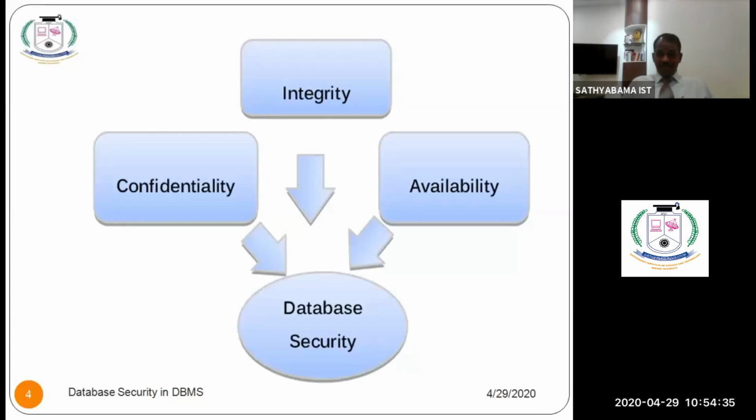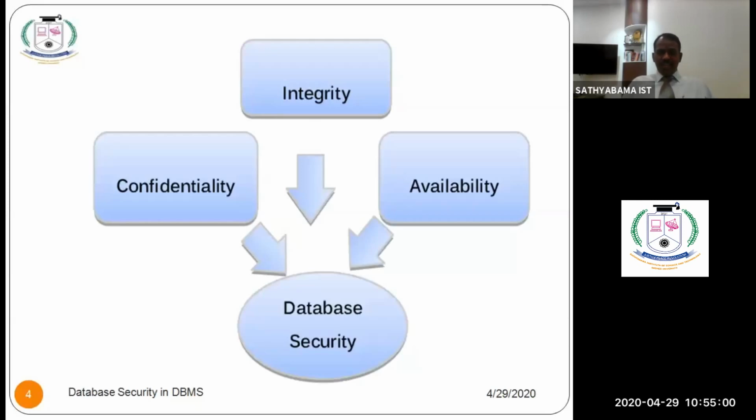That is integrity. And finally, availability means the data should be available only to the authorized users, not to the unauthorized users. That is availability. So by ensuring confidentiality, integrity, and availability for a database, your database will become secure.